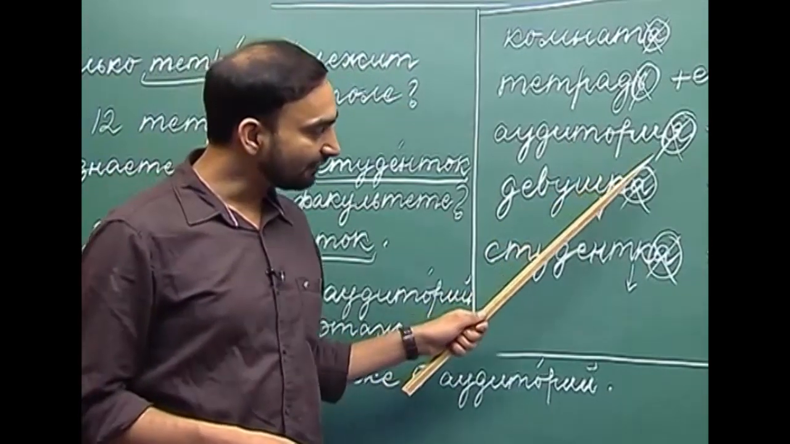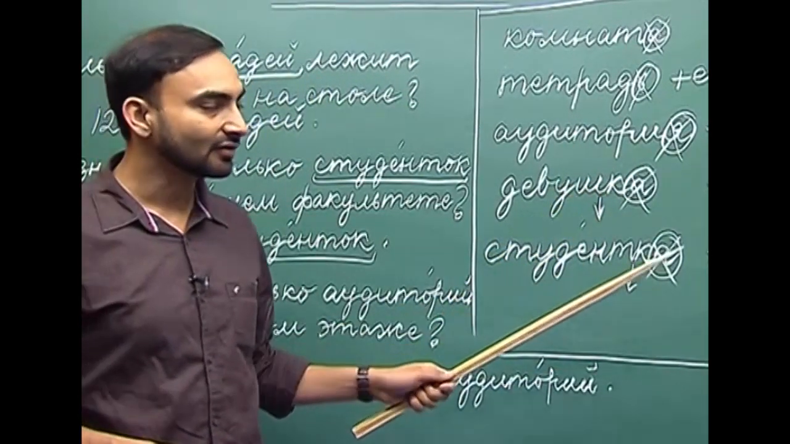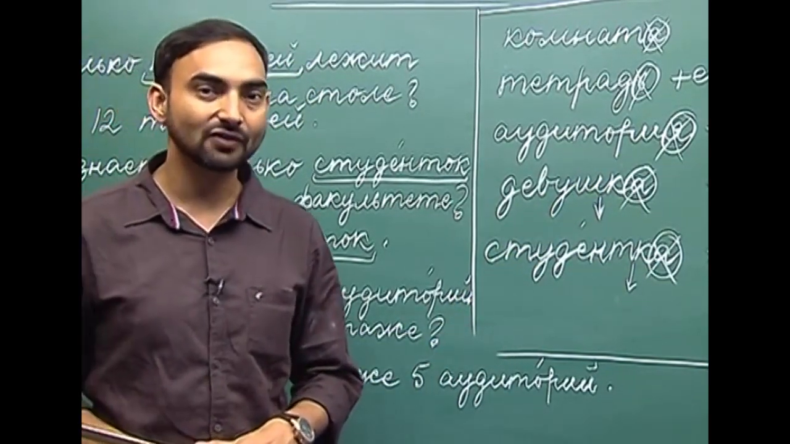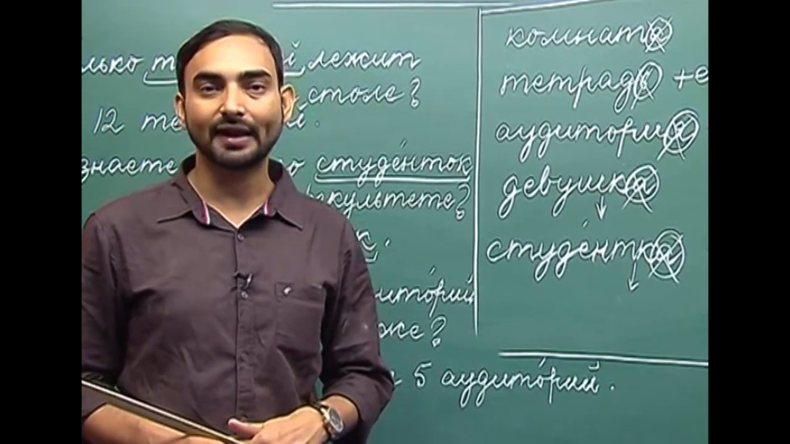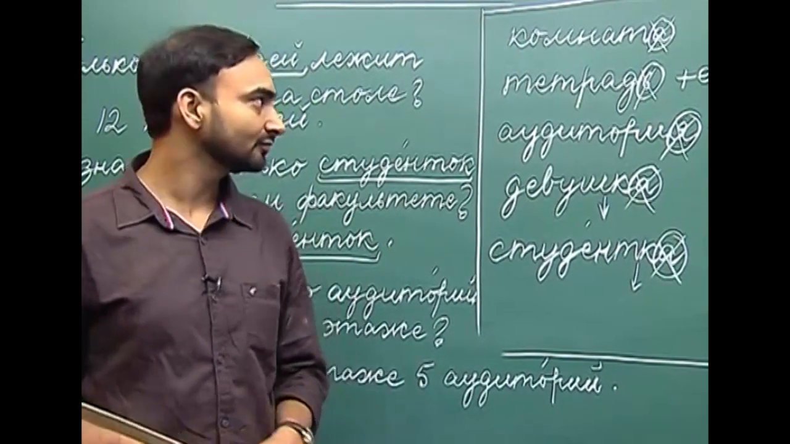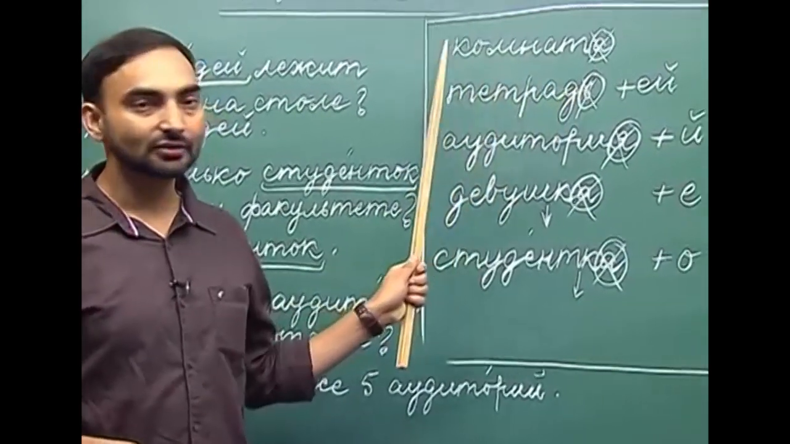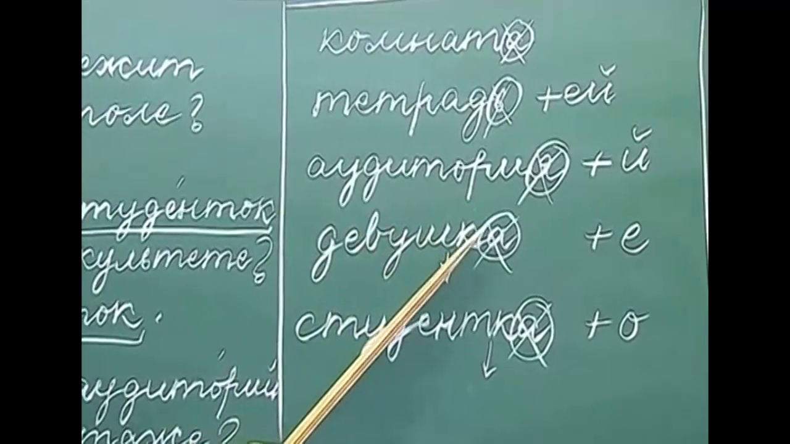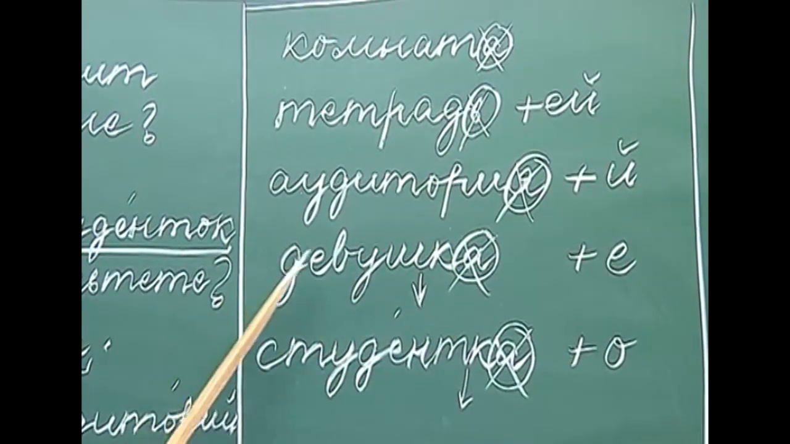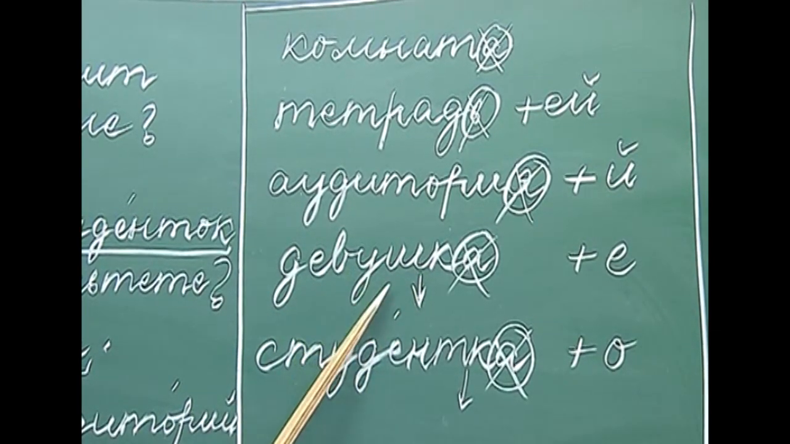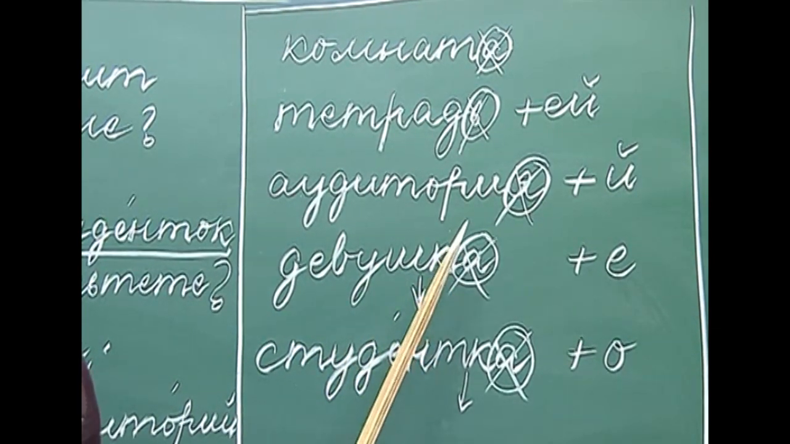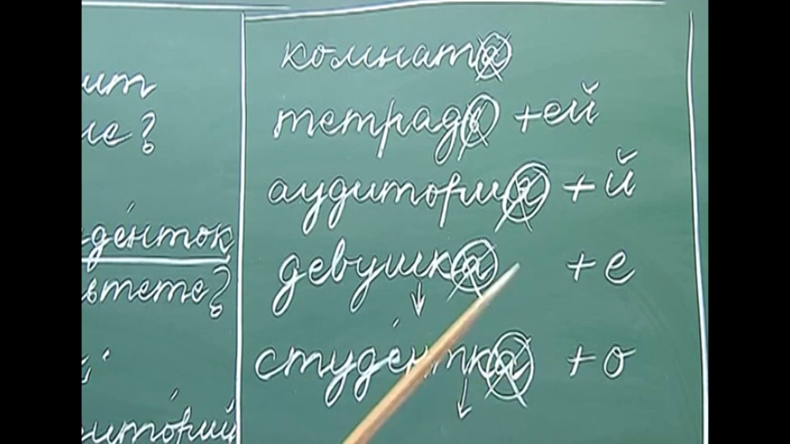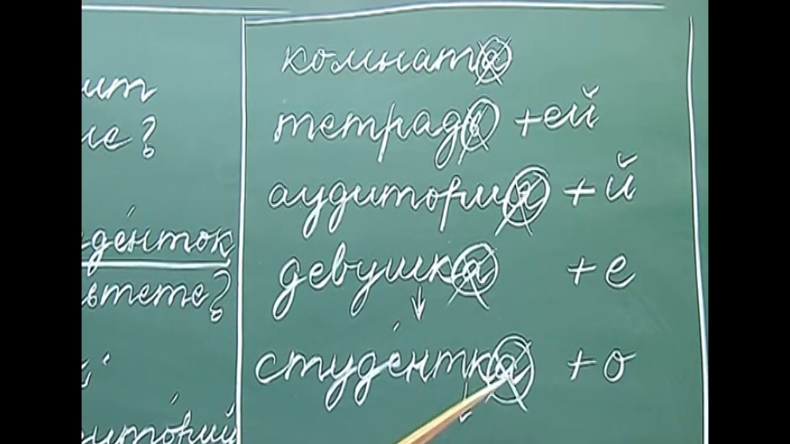So now I have written two nouns with a ending, and we have discussed that whenever you come across a noun with a ending, we just drop the ending to get its genitive plural form, like we got komnat from komnata. But here when you drop the ending a, what do you get? Jevushk. So here there is a consonant cluster at the end after dropping the ending. Here, studentk. Again there is a cluster of consonants at the end.